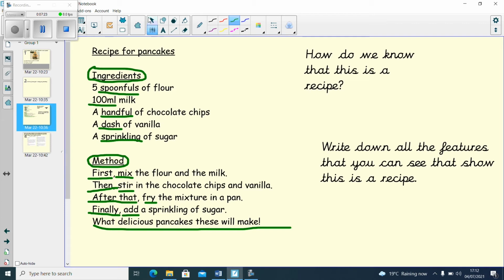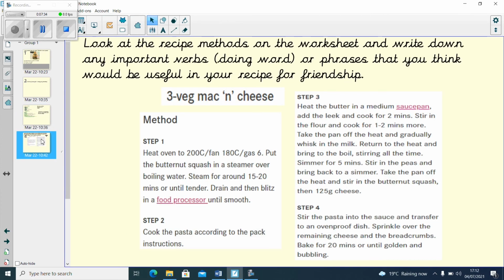Yeah, right. So it's only quite a short lesson today because I want you to spend a bit more time doing your activity. So I've posted a handout, a worksheet which has got 2 recipes on it, and this is an example of one of them. This is a 3-veg mac and cheese. On your worksheet you've got this one and another one, and it's only the method. Okay, we're not looking at the ingredients, I've just photocopied the method.